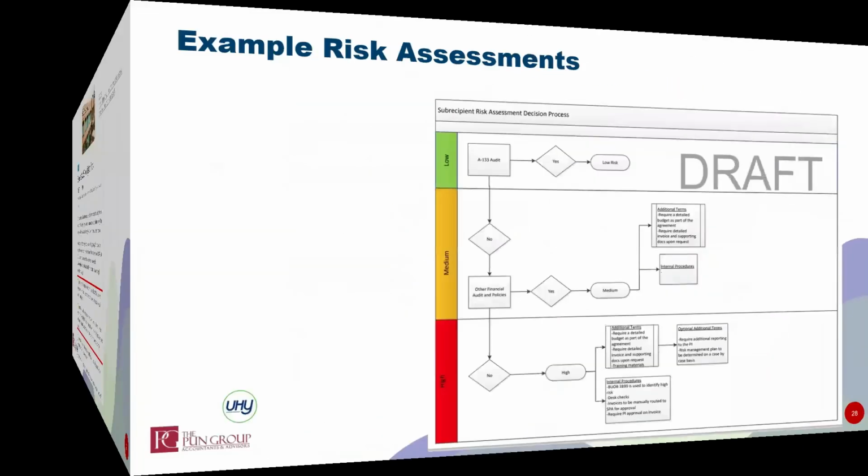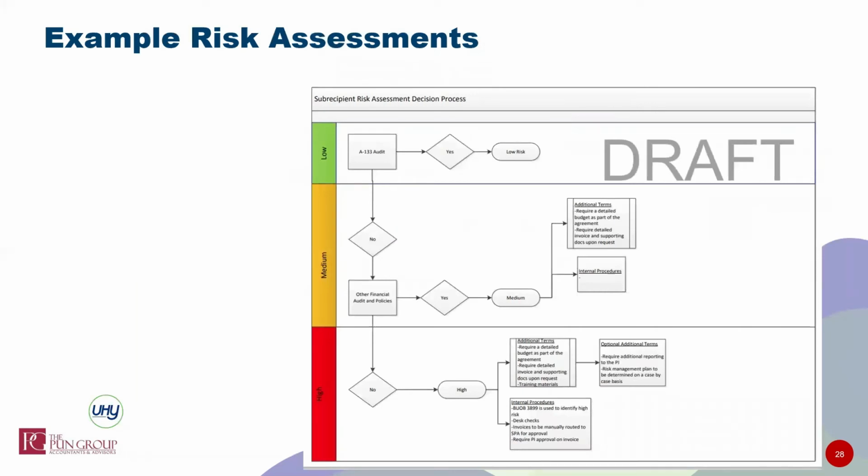Next slide is really just giving you some examples of the types of risk assessment that can be done. You can see in this first one, they said if there's an A133 audit, or audit under uniform guidance, if they have that done, they're automatically low risk. I don't know if I would do that, but this is a large university, so they have so many recipients that they do classify it that way. And if it isn't a single audit, then they go into other mechanisms of other financial audits and policies and try to rely on those.